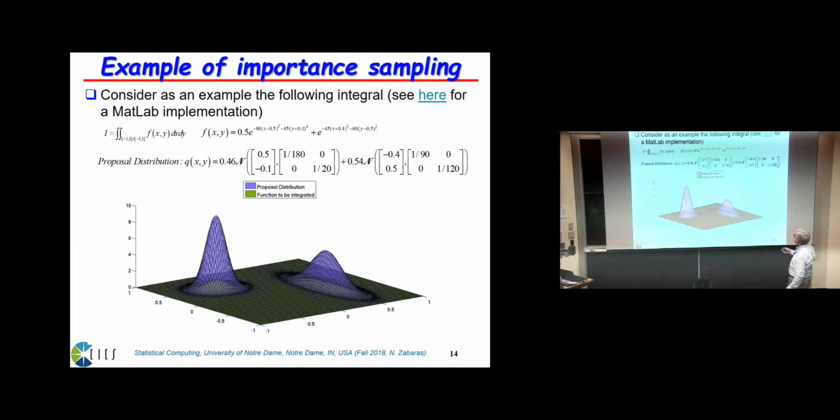What is new here is that the proposal distribution is a mixture of two Gaussians. How are you going to sample from a mixture of two Gaussians? What would be your common sense algorithm to sample, because we're going to need samples from Q. So how do we sample from a mixture of two Gaussians?